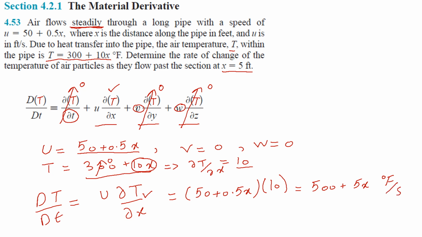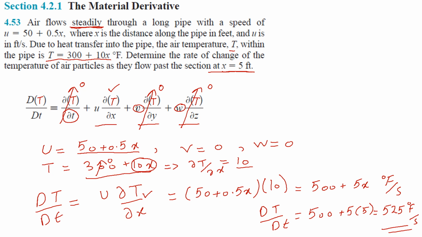So here, what was the value of x? We were required to see the rate of change of the temperature of air particle as they flow past the section at x is equal to 5 feet. So here we are going to put x is equal to 5 feet and see the total change with respect to time. So 500 plus 5 into 5, equating this will give us the answer 525 degree Fahrenheit per second. So this is our answer for this problem.